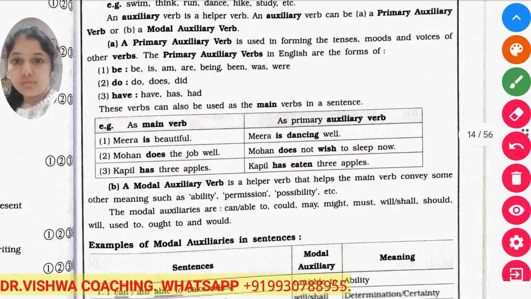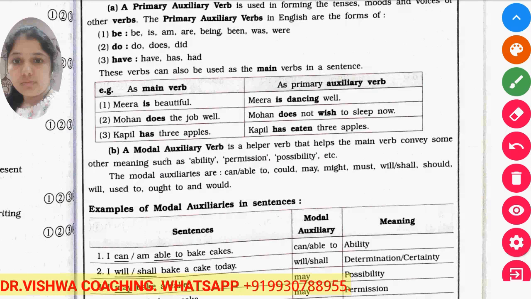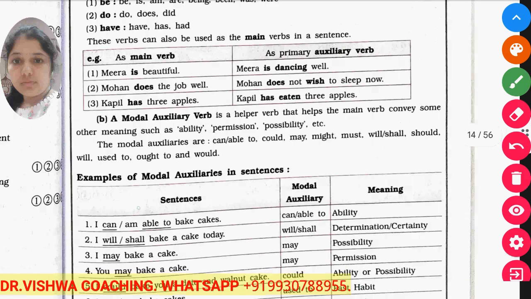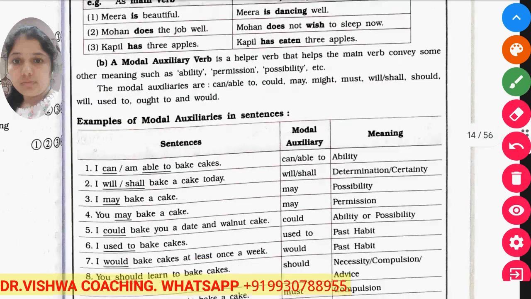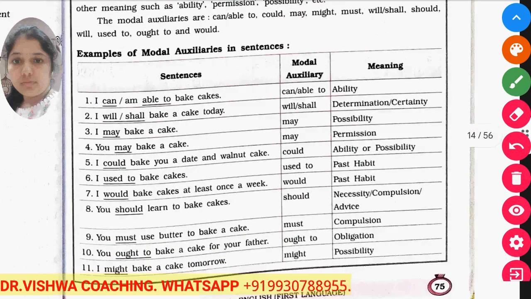And modal verbs are those helper verbs that convey some other meaning such as ability, permission, possibility, which can be expressed through the sentences. So some examples of modal auxiliary verbs are can, able, could, may, might, must, will, shall, should. Okay, so these are some examples of modal auxiliary verbs.